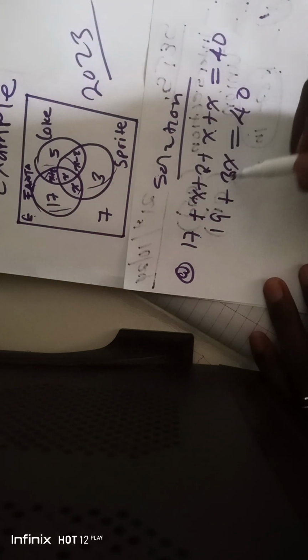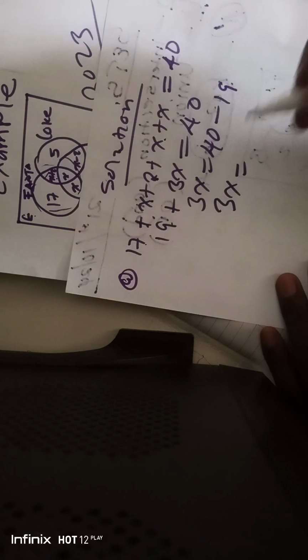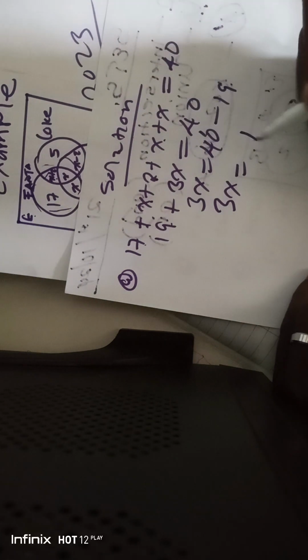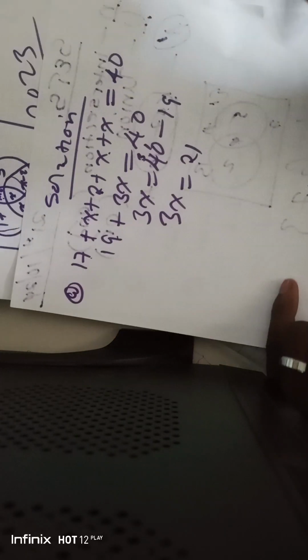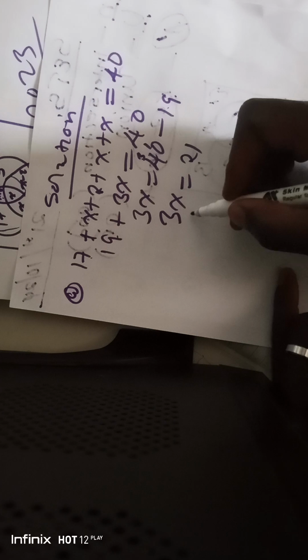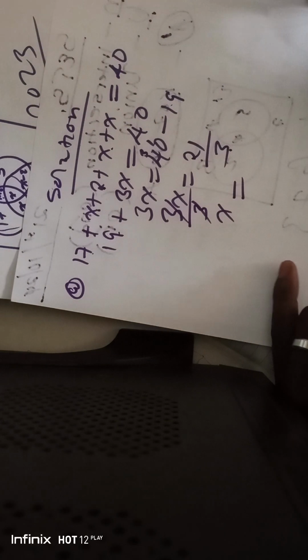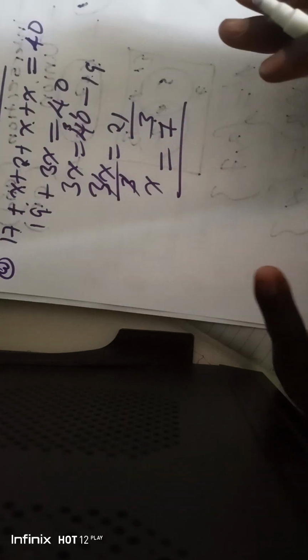Meaning you take this to the other side, so we have 3x is equal to 40 minus 19. What is 40 minus 19? It is 21. But feel free to use a calculator because this is paper 2. Then divide by 3, divide by 3. So x is equal to 21 divided by 3, which gives us 7. So the value of x is just 7. You solve like this, you are done.